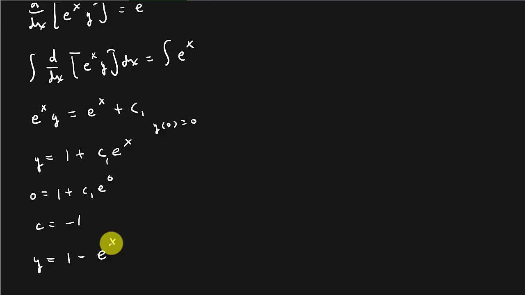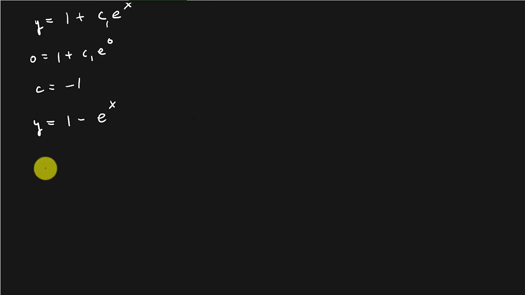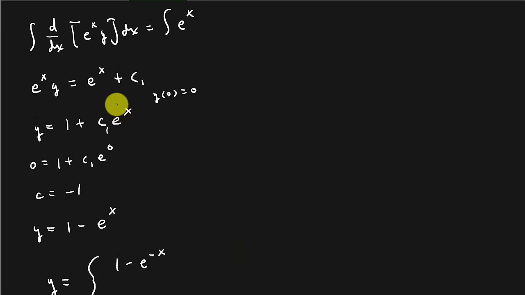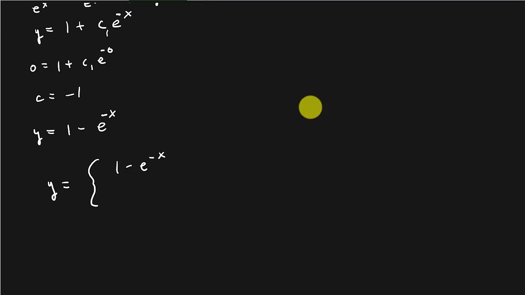So we get y is equal to 1 minus e to the x. So right now we got 1 minus e to the, oh, wait a minute, let's see. Oh, I messed that up, didn't I? I divide everything by e to the x. And so I move that up. That's going to become a negative x. And this is for 0 less than or equal to x less than or equal to 1.